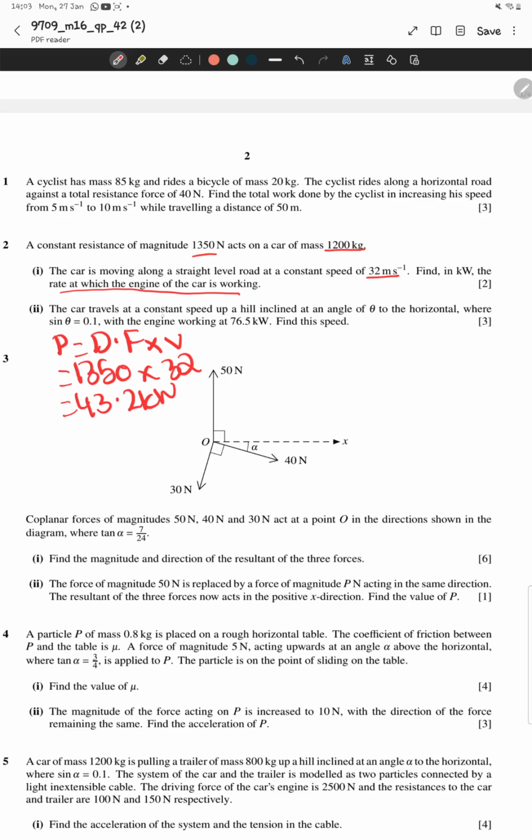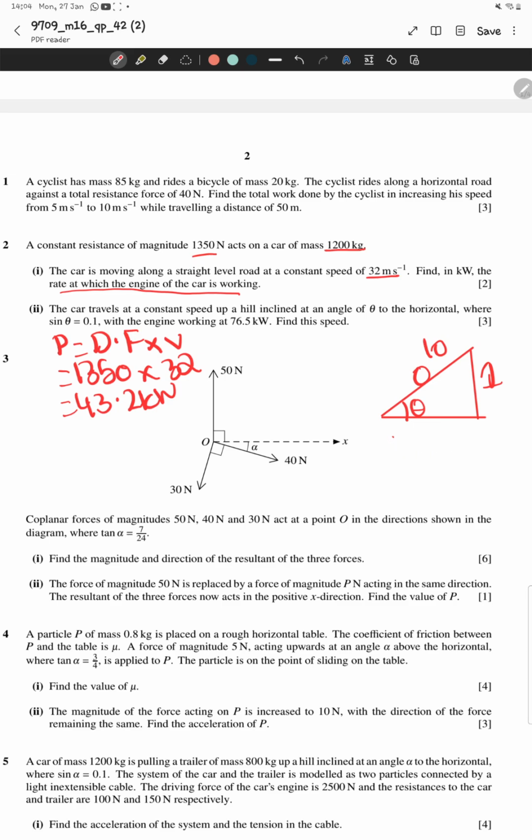The car travels at a constant speed up an inclined hill at an angle of theta to the horizontal where sine theta equals 0.1, with the engine working at 76.5. So you have a car here, and then this is theta. What is sine inverse of 0.1? We don't even need to find the angle. We can just use this. Sine is just opposite over hypotenuse. So 1, and then you could call the hypotenuse length 10.